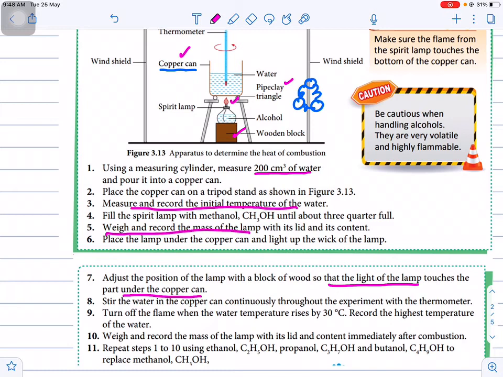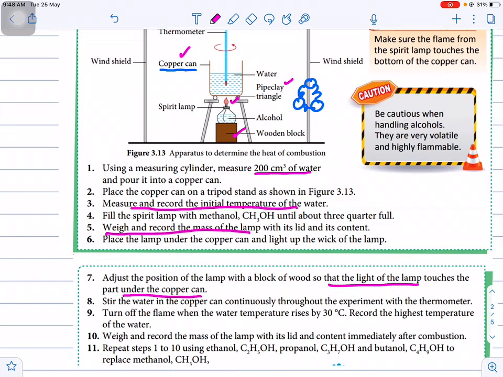Turn off the flame when the water temperature rises by 30. For this experiment, dia nak rise by 30. In the question just now, dia nak rise by 50. So we decide kita nak rise banyak mana. Kalau kita nak naik 30, initial dia 30, so we're going to stop at 60 degrees Celsius. Kita kena put off the flame. Okay. And record the highest temperature of the water.